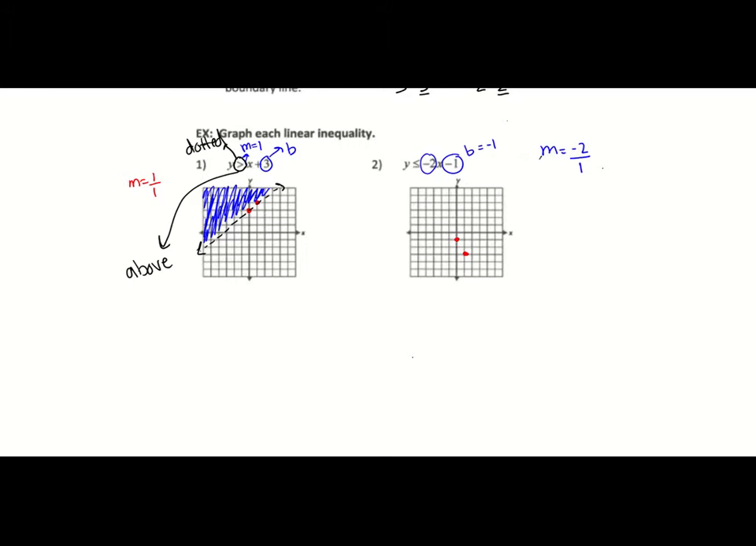Next, I'm going to look at my inequality sign. This tells me that I have a solid line, and since it is less than, it is going to be below. So I can graph my solid line all the way through my graph, and if it is below, that means I'm going to shade everything underneath my line.